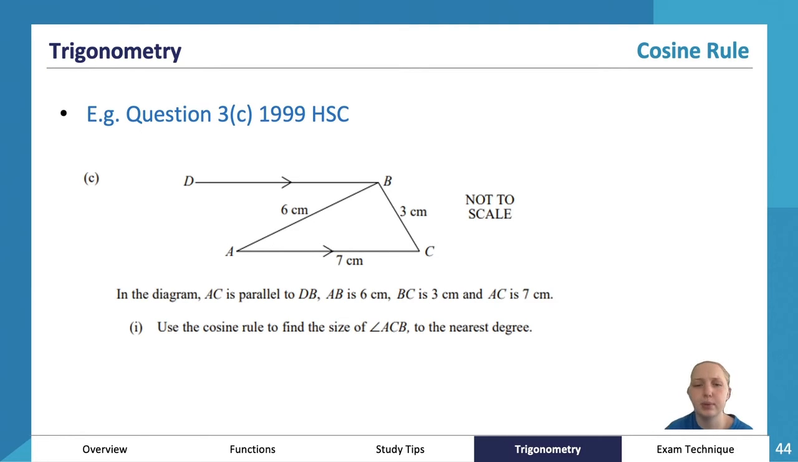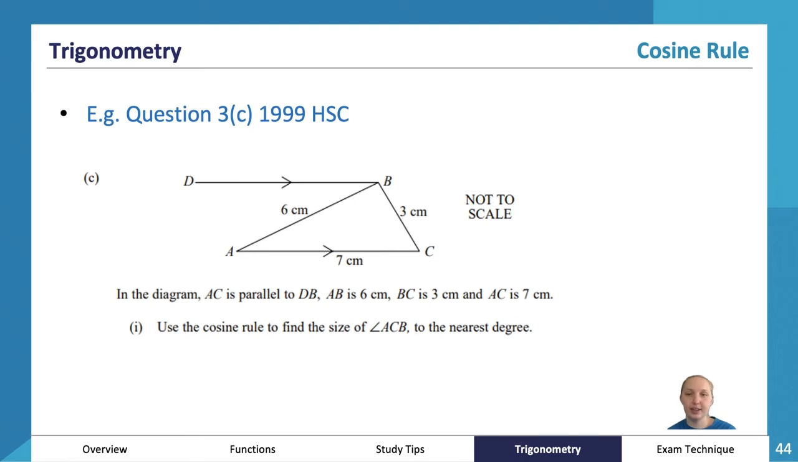I think this was worth maybe 2 or 3 marks. So in the diagram, AC, which is this one here, is parallel to DB, which is represented by these little arrows. AB is 6 centimeters, BC is 3 centimeters, and AC is 7 centimeters. Use the cosine rule to find the angle ACB correct to the nearest degree.